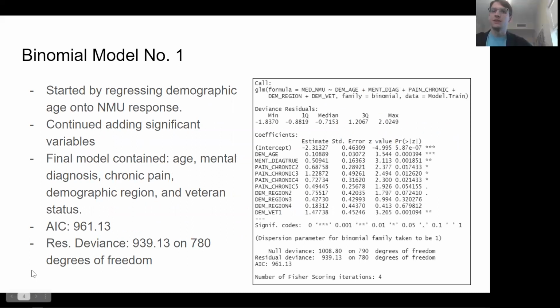Our first model was a binomial model. We started by regressing demographic age onto the non-medical use response, and then we continued adding significant variables until we got the model shown. The final model contained age, mental diagnosis, chronic pain, demographic region, and veteran status. The AIC on the model was 961.13, and the residual deviance was 939.13 on 780 degrees of freedom.